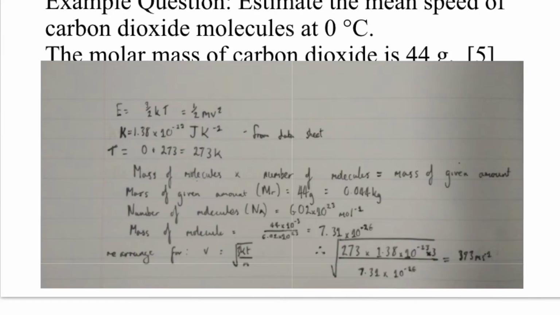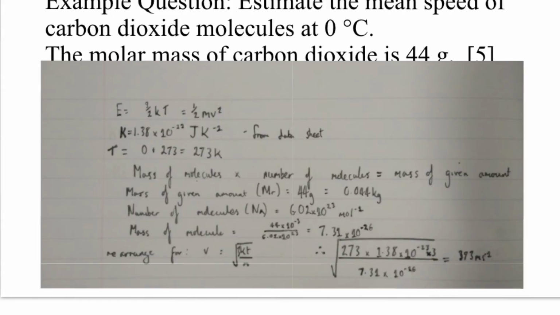A commonly asked type of example question. Estimate the mean speed of carbon dioxide molecules at 0 degrees Celsius. The molar mass of carbon dioxide is 44 grams. To start, we will list the equations we will use. E equals 3 over 2 kT and E equals a half mv squared. We know k from the datasheet, and we need to work out T.